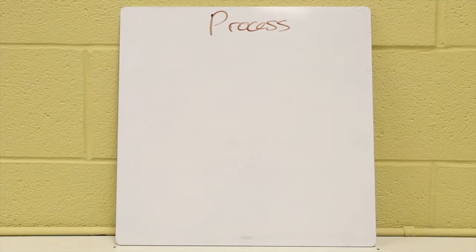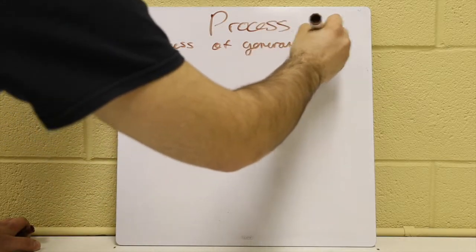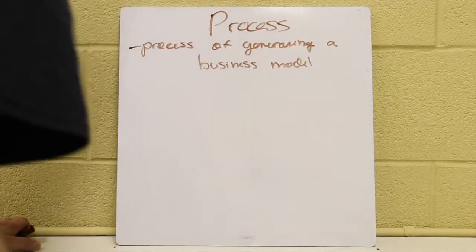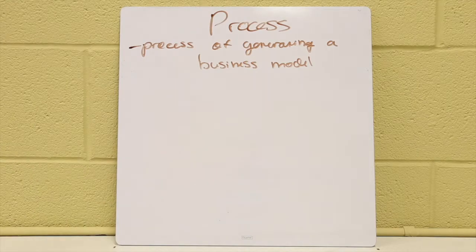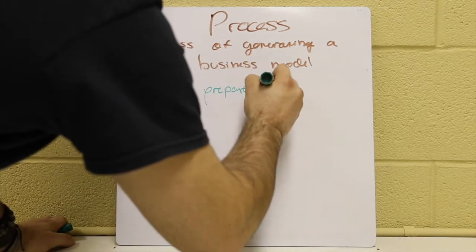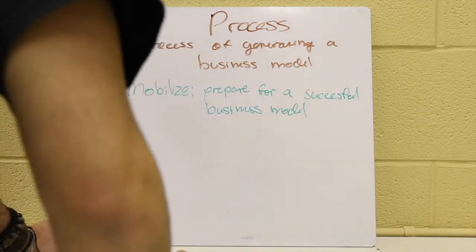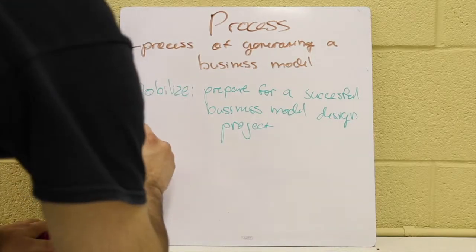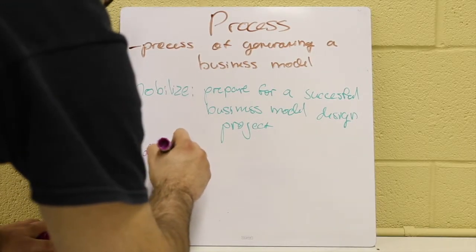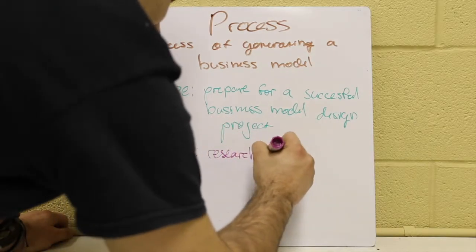The last chapter of the business model generation book speaks of the process that one needs to go through in order to generate a business model. Because the chapter is so short, we're simply going to go through each of the 5 phases and give a quick description of it. Our first phase, we've got mobilize, which simply refers to preparing for a successful business model design project, create awareness, and motion. So simply referring to the preparation stages that you need to go through in order to be ready to draft your business model. Next phase is understand.